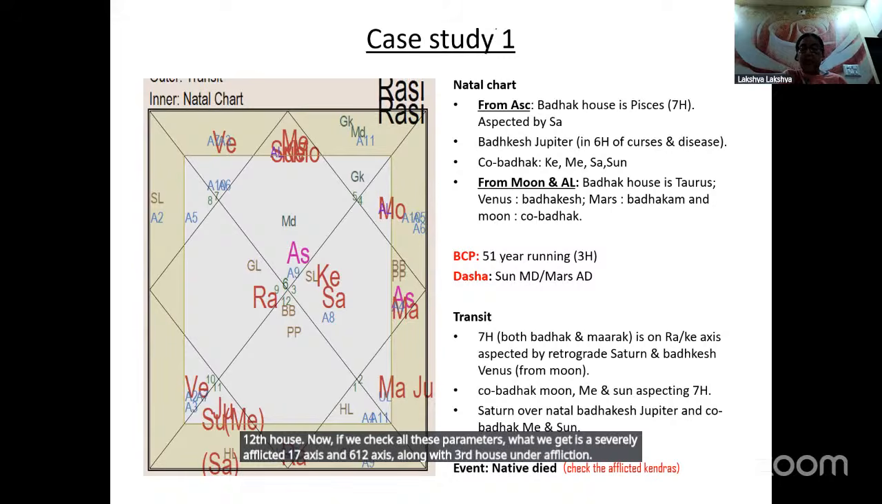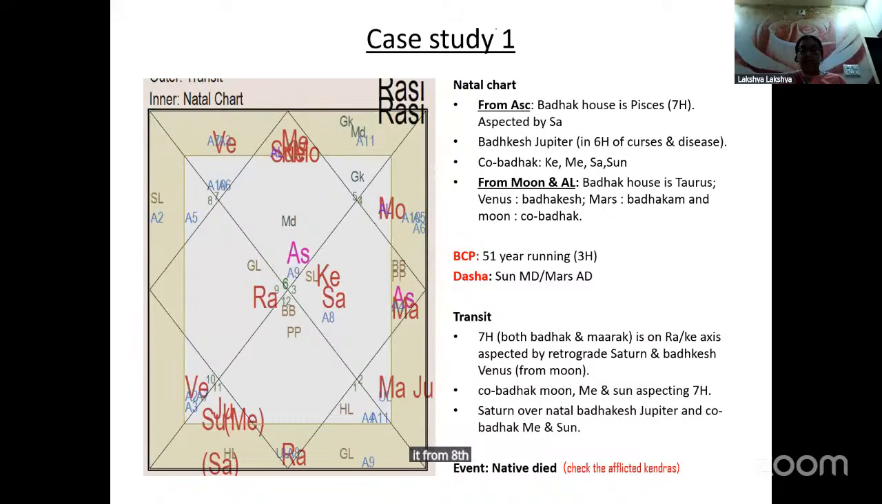Please note that all the Kendras are heavily afflicted. The house activated, as we have seen, is the third house, which, being eighth from the eighth house, also represents longevity. So as a result, this native died on this fateful day.